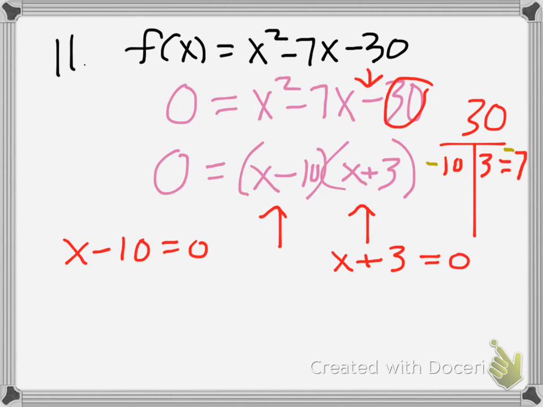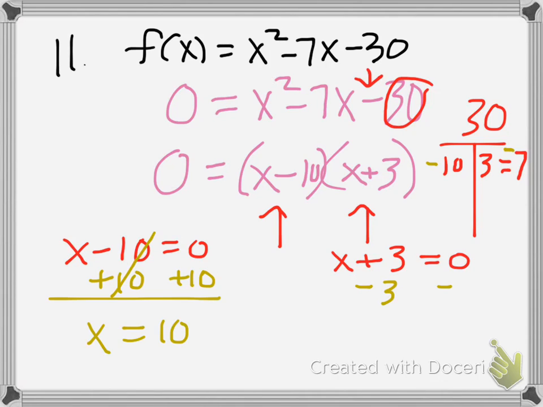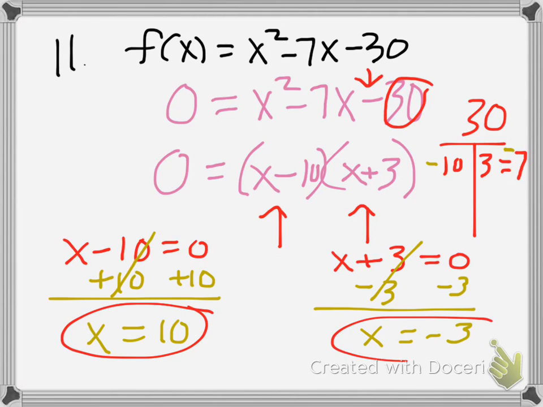So we solve each one-step equation. So for the first equation, to get x alone, inverse operations, add 10 to both sides. So my first solution here, I have x equals 10. For my second equation, subtract 3 from both sides, inverse operations, so I have x equals negative 3. So my two solutions are x equals 10 and x equals negative 3.